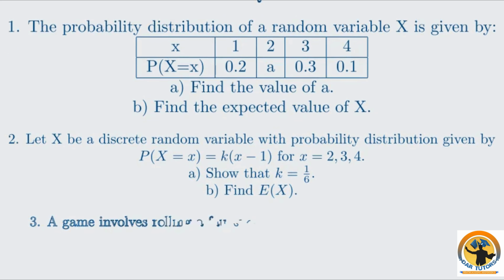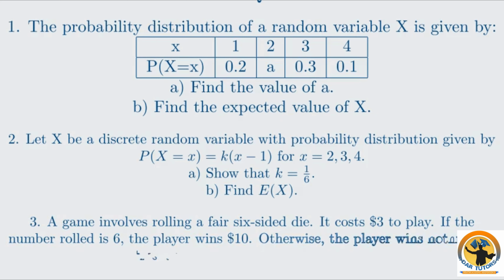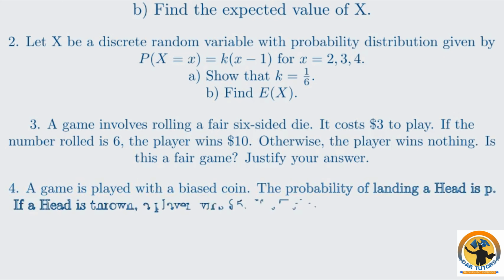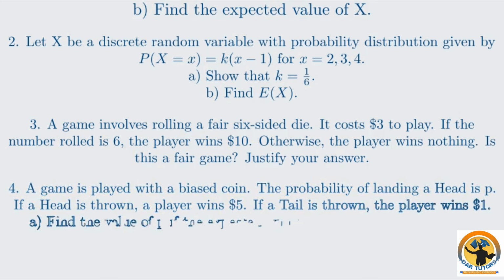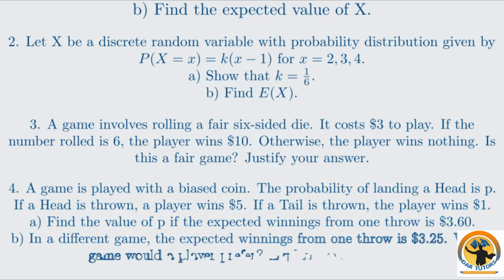Question 3. This is a classic fair games problem. Calculate the expected value for the player to determine if it's fair. Question 4. This multi-part question requires you to first use the properties of a probability distribution to find P, then find the expected value, and finally compare 2 different games to determine which is better.